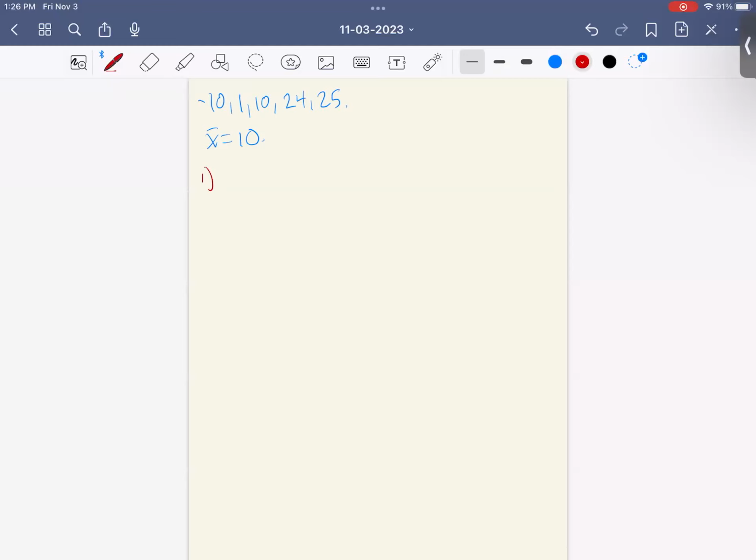We have to write down all of the deviations. So in that case, we have minus 10 minus 10, so that's minus 20. Then 1 minus 10 is minus 9. 10 minus 10 is 0. 24 minus 10 is 14. And 25 minus 10 is 15, right? These are all of the deviations.